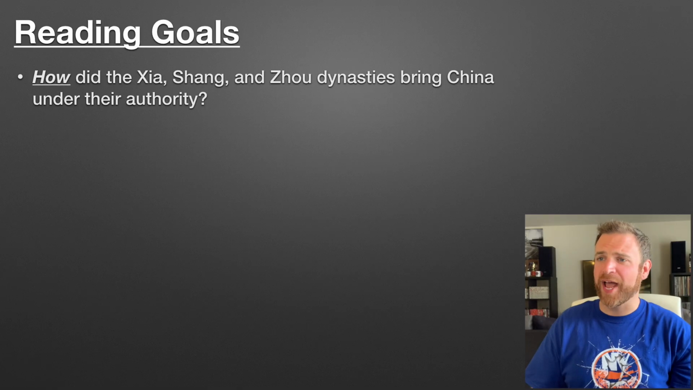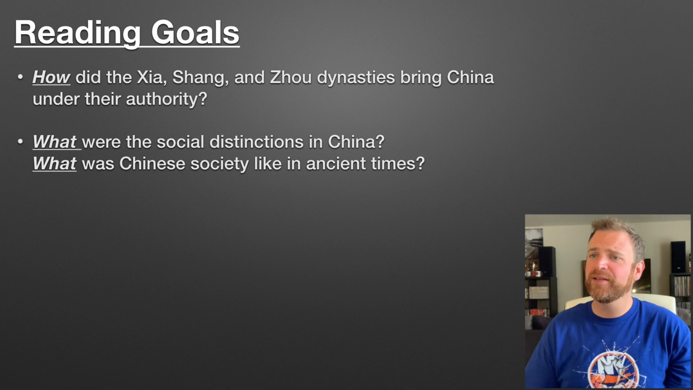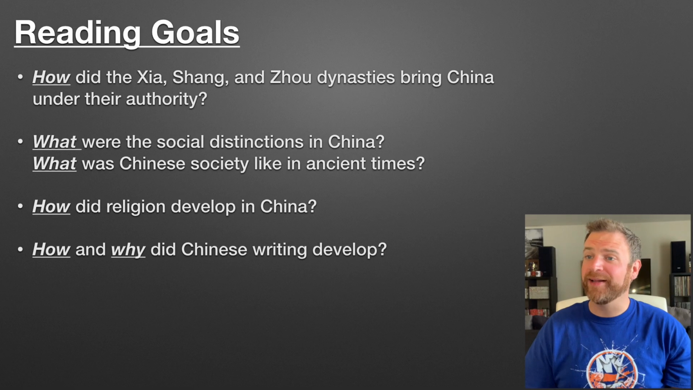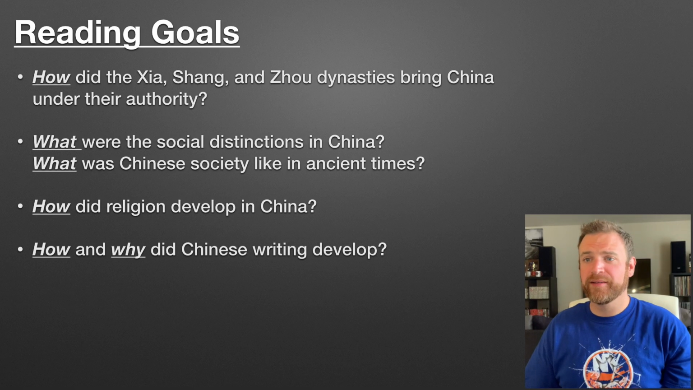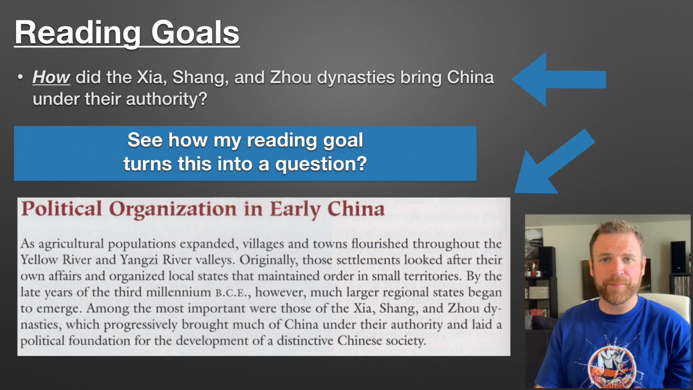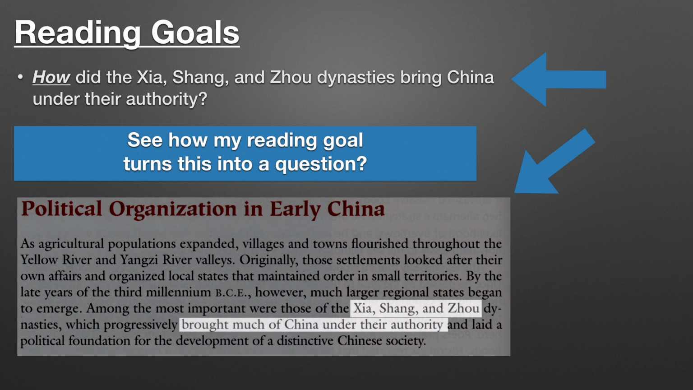How did the Xia, Shang, and Zhou dynasties bring China under their authority? What were the social distinctions in China? What was Chinese society like in ancient times? How did religion develop in China? How and why did Chinese writing develop? And how did trade and migration link China to other parts of East Asia and Central Asia? What happened, why it happened, how it happened, based on the section titles and the summaries.